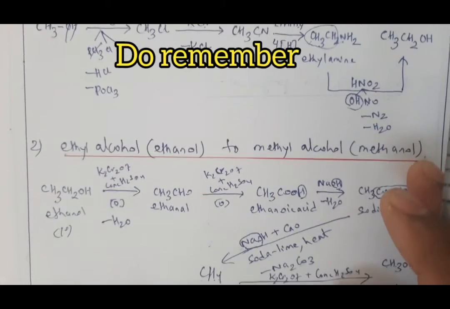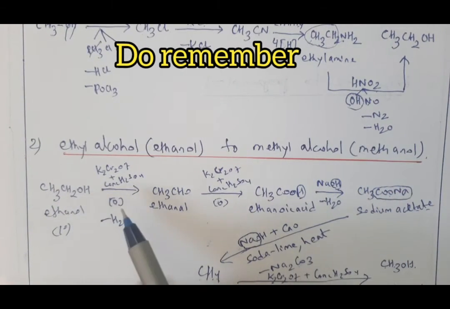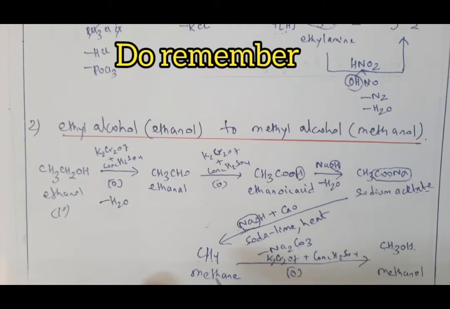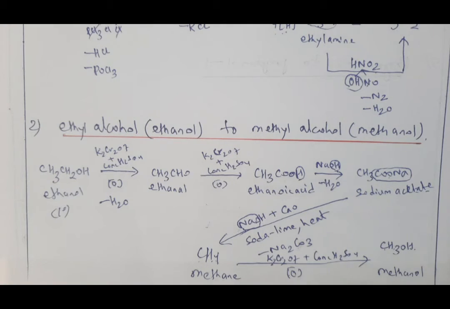Similarly, the question may come this way, students. Ethanol on oxidation gives A, which on oxidation gives B, which on reaction with NaOH gives C, on reaction with soda lime gives D, and D on oxidation gives E. Identify E. So you have to do this much rough work again, and you land up with the answer as methanol. These two are very important reactions, so you have to learn and practice them, students.